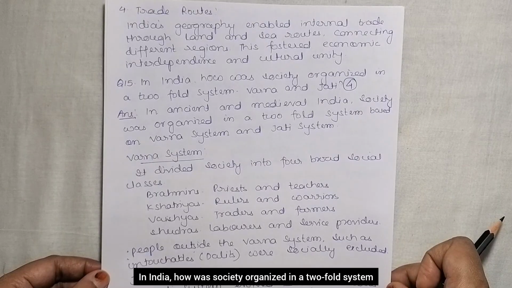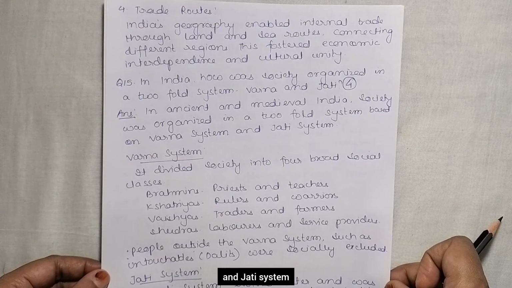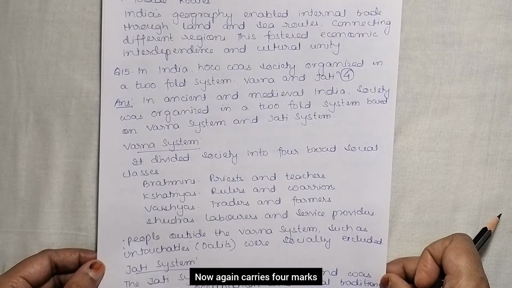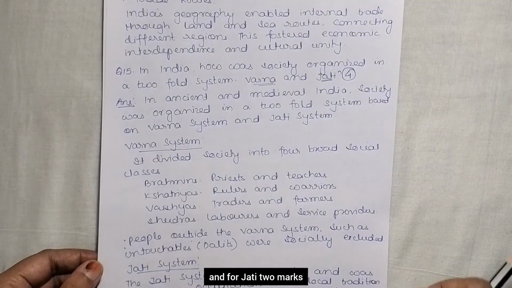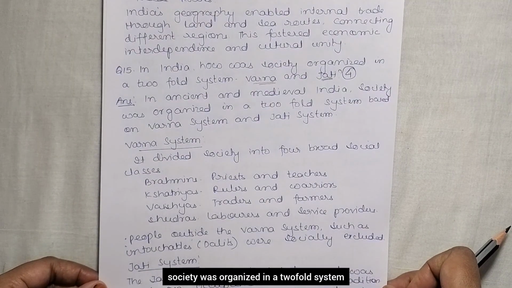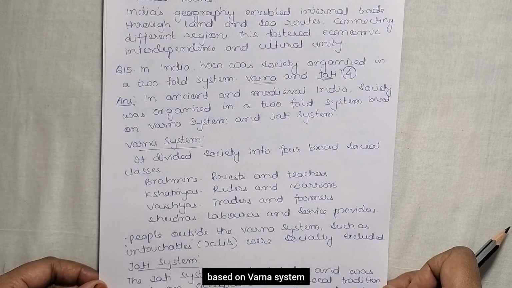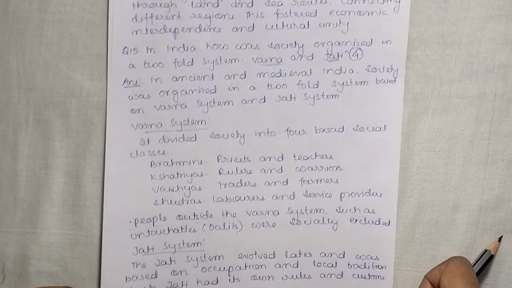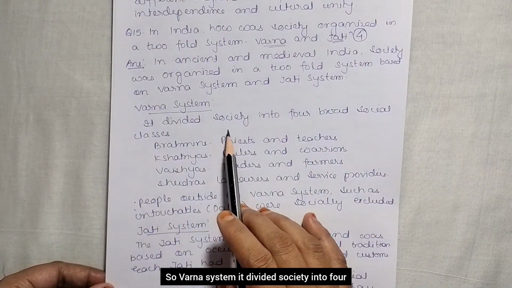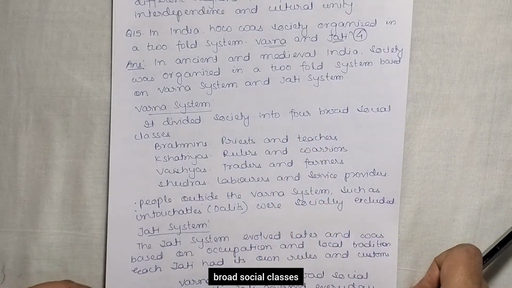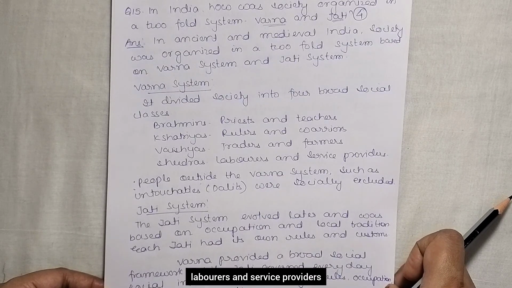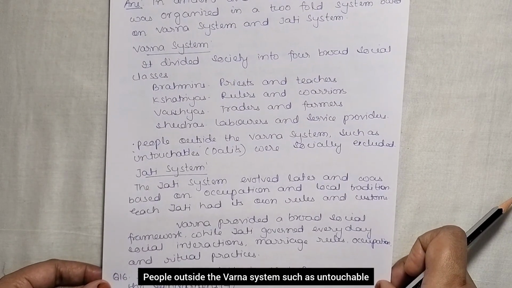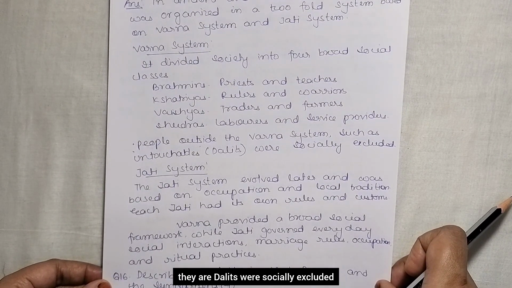In India, how was society organized in a two-fold system, that is the Varna and Jati system? Again it carries 4 marks. So let us write the answer, Varna for 2 marks and Jati for 2 marks, right? In ancient and medieval India, society was organized in a two-fold system based on the Varna system and the Jati system. The Varna system divided society into 4 broad social classes: Brahmins, priests and teachers; Kshatriyas, rulers and warriors; Vaishyas, traders and farmers; and Shudras, laborers and service providers. People outside the Varna system, such as untouchables, the Dalits, were socially excluded.